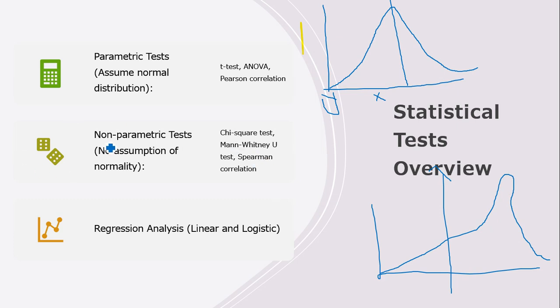So this is where we do non-parametric tests, okay? When the assumption of normality has been violated, we are going to use non-parametric tests. What non-parametric tests are there? We have the chi-square test, Mann-Whitney U-test, Spearman correlation.